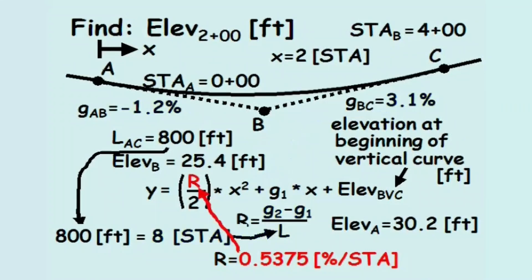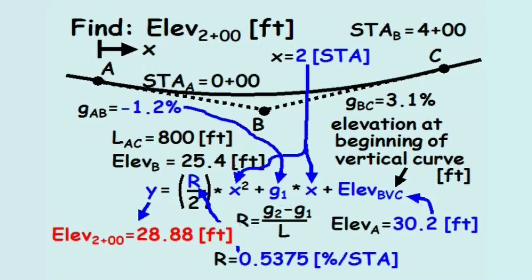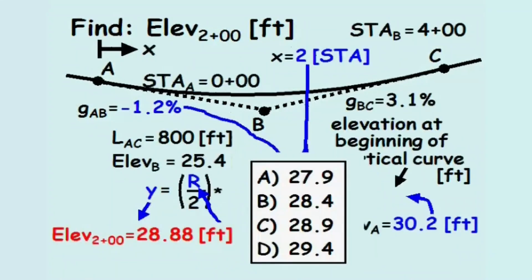After plugging in this value for variable r, as well as the other variables we already solved for, the elevation at station 2 plus 0, 0 equals 28.88 feet. When reviewing the possible solutions, the answer is C.